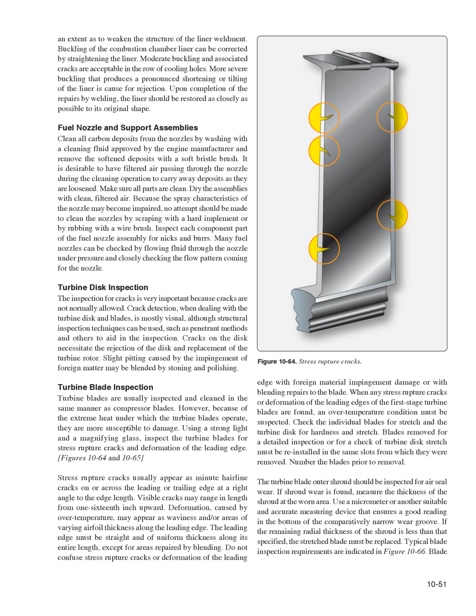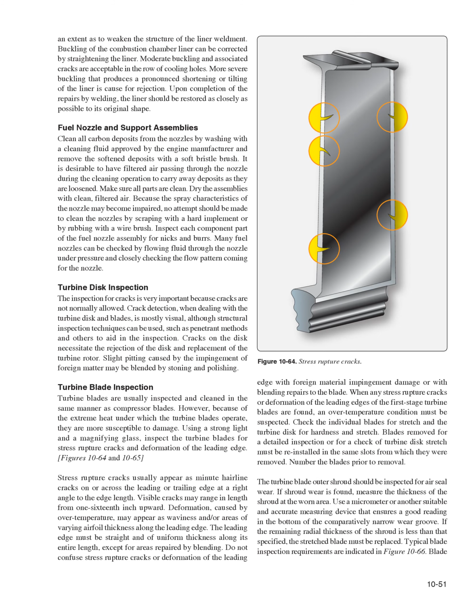Using a strong light and a magnifying glass, inspect the turbine blades for stress rupture cracks and deformation of the leading edge. Figures 10-64 and 10-65: stress rupture cracks usually appear as minute hairline cracks on or across the leading or trailing edge at a right angle to the edge length. Visible cracks may range in length from 1/16 inch upward.